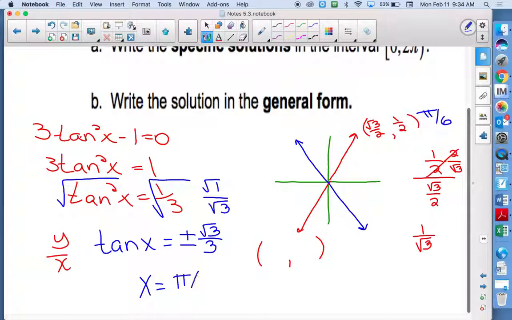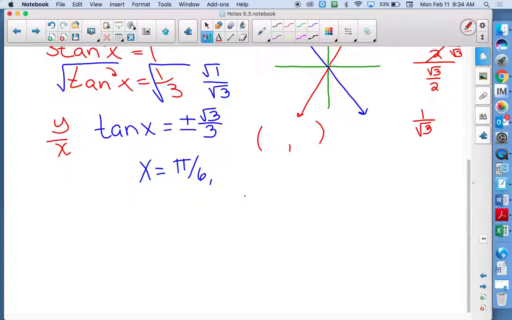So the positive solutions, Jacob, would be pi over 6 and 7 pi over 6. The negative root 3 over 3 would be 5 pi over 6 and 11 pi over 6. Right, 5 pi over 6 and 11 pi over 6. So your two positive answers are in the first and the third quadrant. The two negative answers are in the second and the fourth. So that gives us all the specific solutions. There are 4 of them because it's plus and minus. So we have 2 positive, 2 negative. So that would be part A.